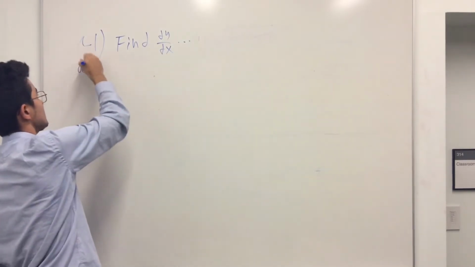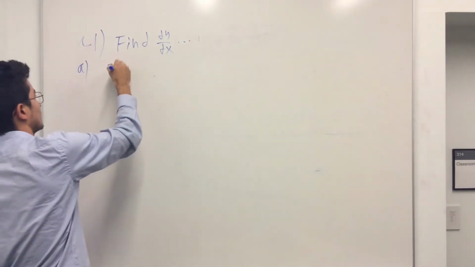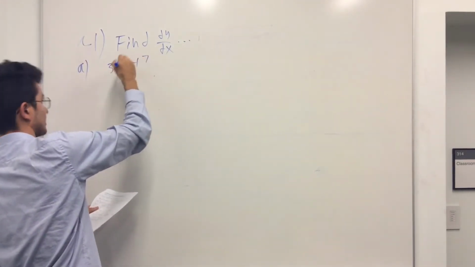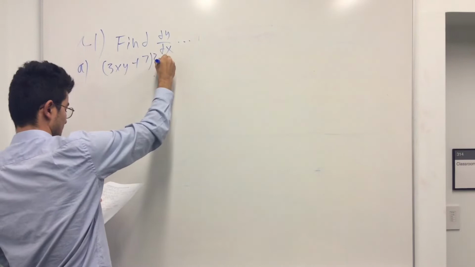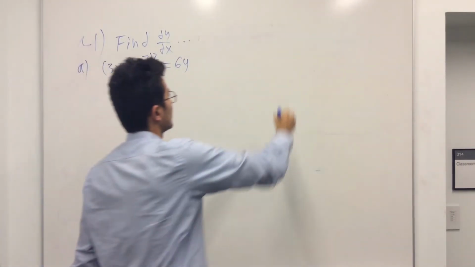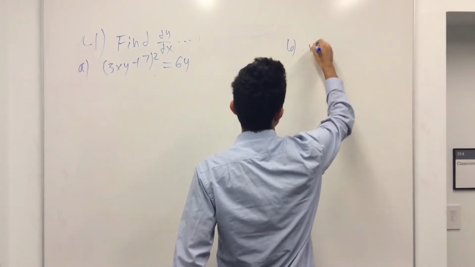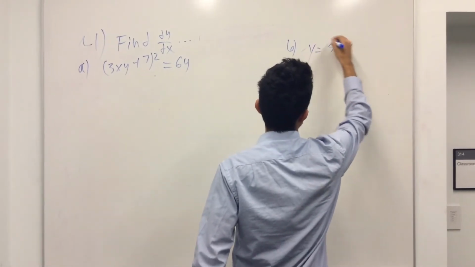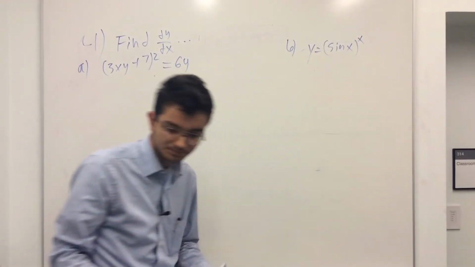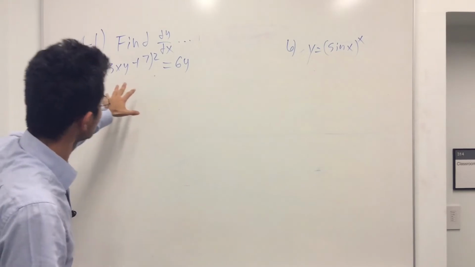So for a, we're going to have (3xy plus 7), all of that to the second power. This is implicit differentiation, equals 6y. And for part b, we're going to have y equals sine of x to the power of x. Very interesting. Now, for part a, we can use implicit differentiation.